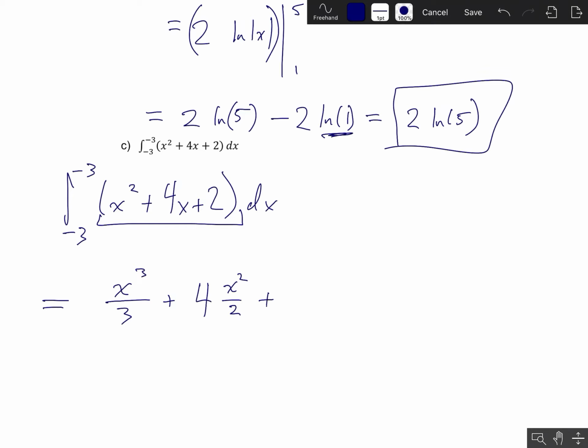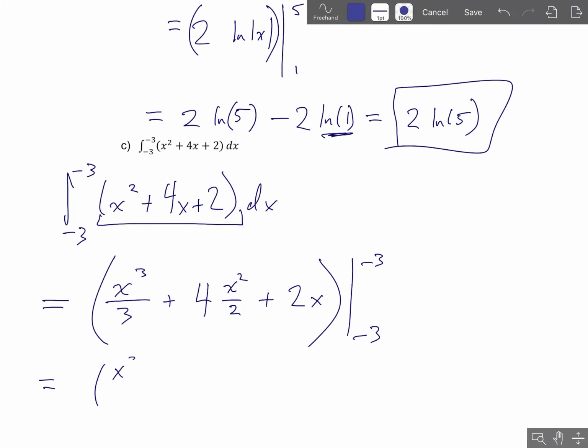And then for that last term, the antiderivative of 2 will be 2x. So this is what we'll get as our antiderivative here, and then we should evaluate from -3 to -3. So if you want, you can clean up the antiderivative a little bit, but not a whole lot. 4 divided by 2 would just be 2, so this would be 2x squared plus 2x.